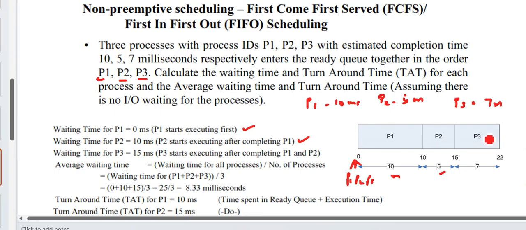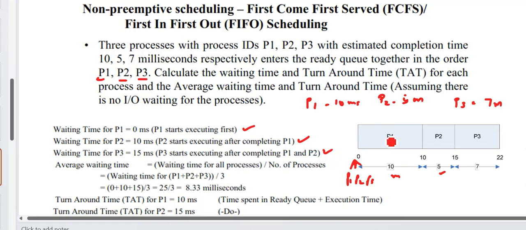Next, coming to P3. P3 should wait because P1, P2, P3 appeared together. So it should wait for P1 to complete and P2 to complete. P1 is 10 milliseconds, P2 is 5 milliseconds. So it should wait 10 plus 5, 15 milliseconds to get its chance. The scheduler will schedule after 15 milliseconds. That is the waiting time of P3.